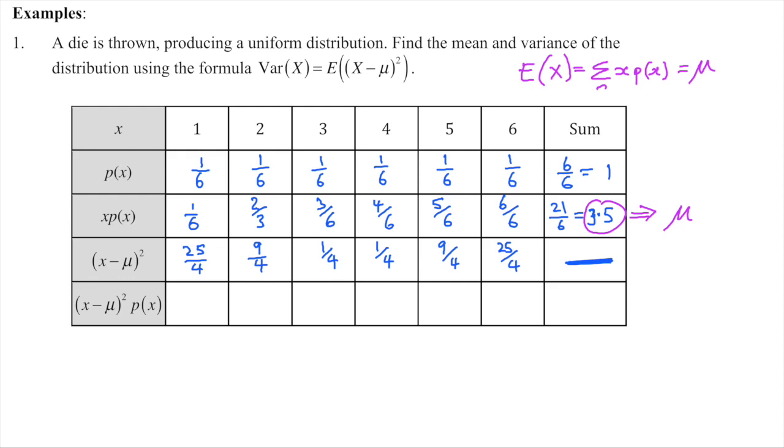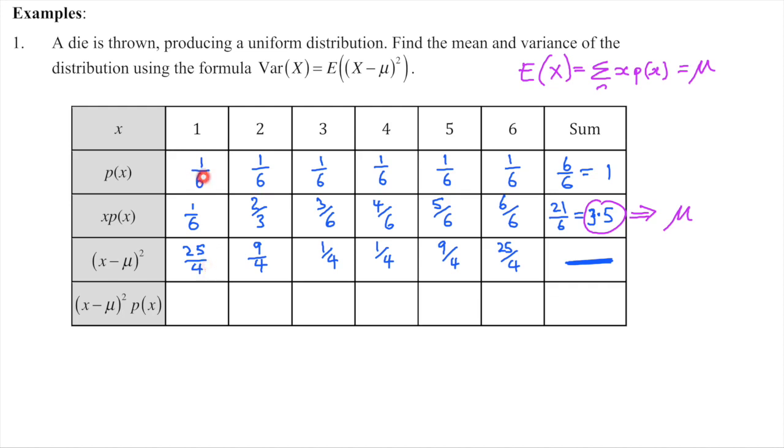But I'm going to multiply everything in this row by p of x, because that will then give me the expected value of this row, and that's what I'm chasing, the expected value of x minus mu squared. Capital X is the general case. Little x is when you're talking about each individual specific score. So let's look at this now. X minus mu squared multiplied by p of x.